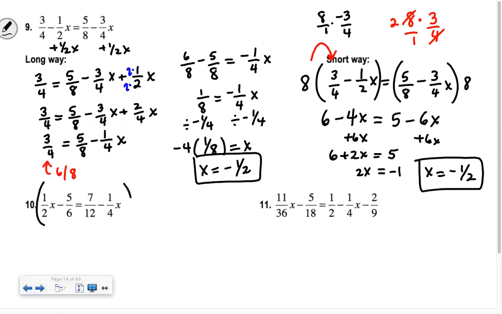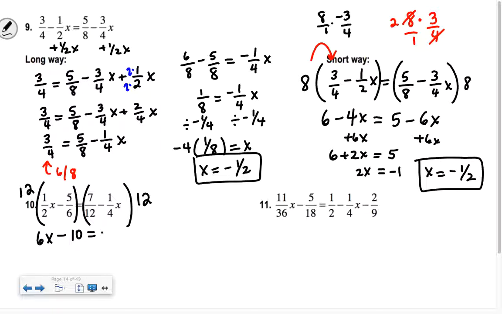What am I going to multiply number 10 by? 12. Sometimes I get lazy and I only write it on one side of the equation. Really what I'm doing is multiplying on both sides of the equation. If you see me put a parenthesis around the whole equation, that's what I'm doing. So I have 12 times 1/2 is 6x minus, how good are you at doing this in your head now? It is minus 10, because 12 divided into 6 pieces would be 2 each times 5.